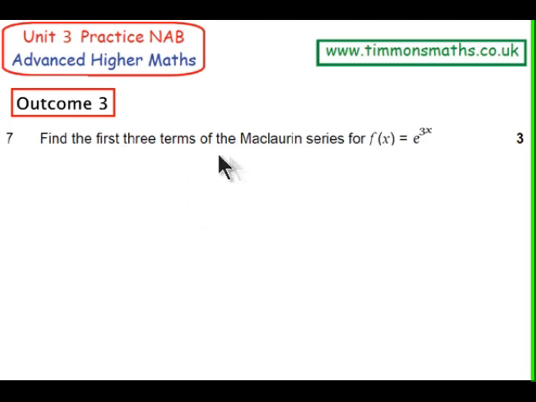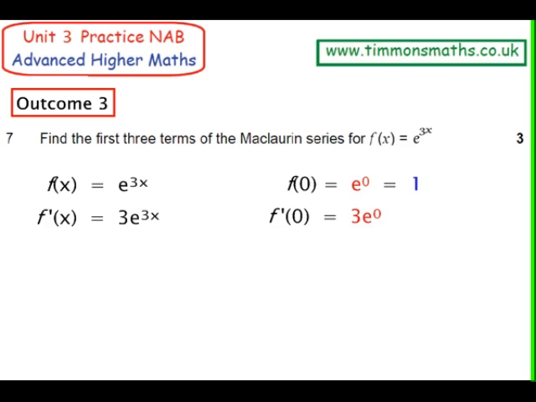We have to find the first 3 terms in the Maclaurin series for e to the 3x. First of all, f of x equals e to the 3x, so f of 0 is e to the 3 times 0, which is e to the 0, and that's just 1. Differentiating f of x to get f dashed x will be e to the 3x times 3, or 3e to the 3x. So the f dashed of 0 is 3 times e to the 0, 3 times 1, so f dashed of 0 is 3.